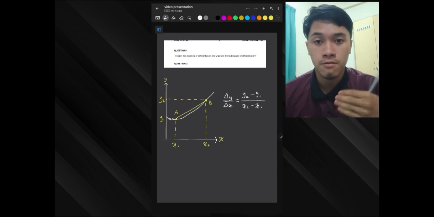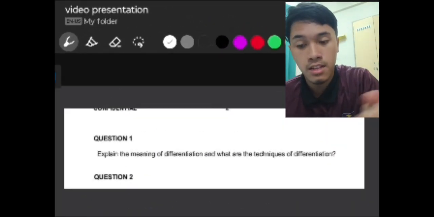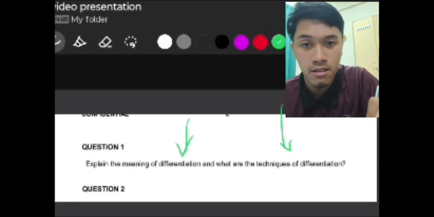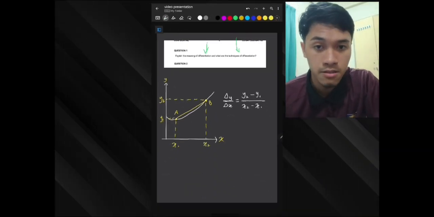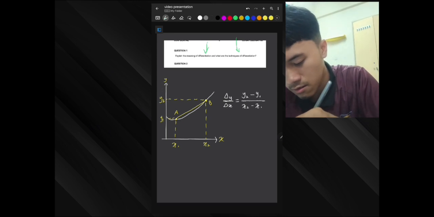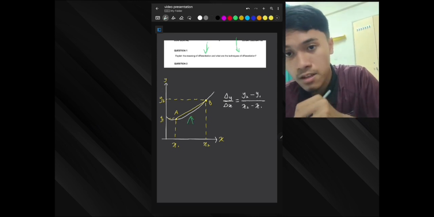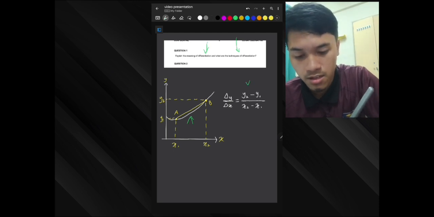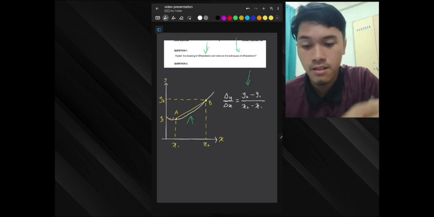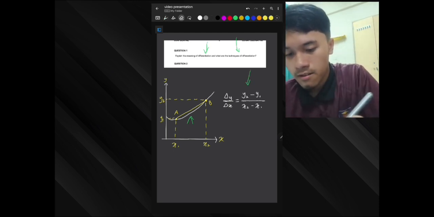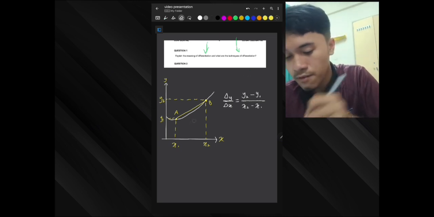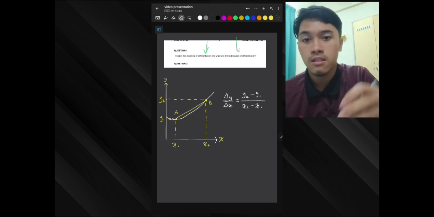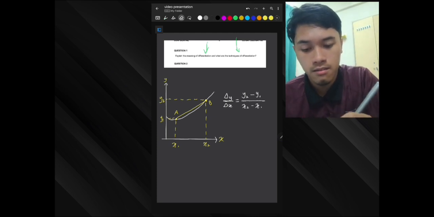My name is Muhammad Hadif Zai, and today I will be explaining the meaning of differentiation and the technique of differentiation. So what is differentiation, you say? Well, differentiation is a way to find the slope in the graph. Most of the time we use a gradient formula such as this to find the slope. However, by using the differentiation formula, we can find the slope more accurately compared to the gradient formula.